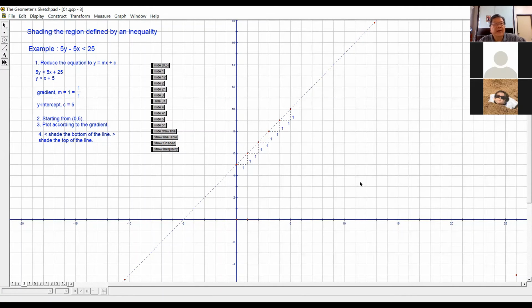Very accurate, right? Now, why is this a dotted line? Because the inequality says no equal. So I plot the line using the dashed line, or dotted line. So do you know how to draw the straight line using the gradient and the intercept?